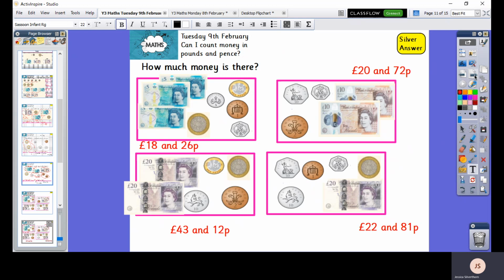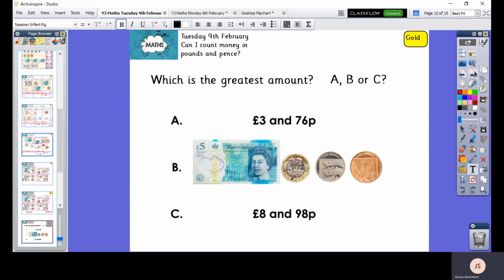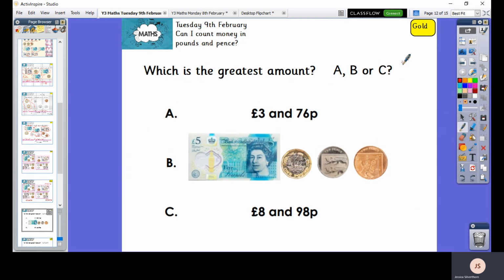Okay, so have a little look through and see if you can tick off. Did you come to the same amounts as I did? If you're ready for the gold challenge, let's go. Okay, so have a little look. Which is the greatest amount?